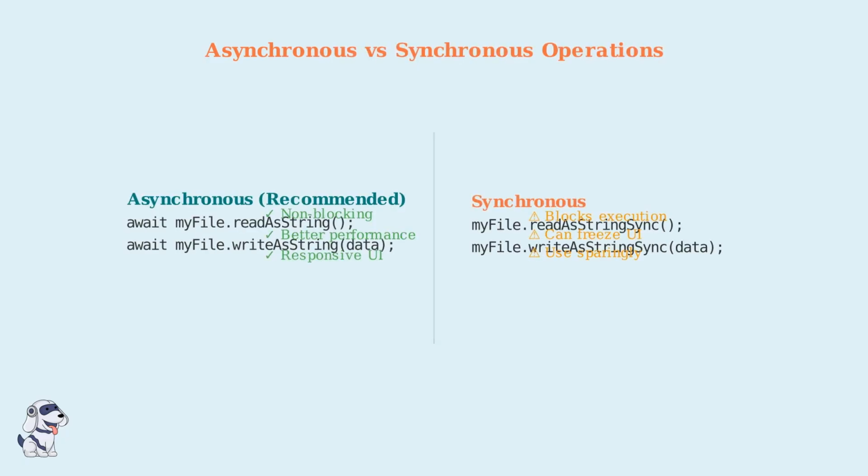Asynchronous methods are recommended because they don't block program execution, leading to better performance and more responsive applications. Synchronous methods should be used sparingly, typically only in command line applications or when you specifically need blocking behavior.